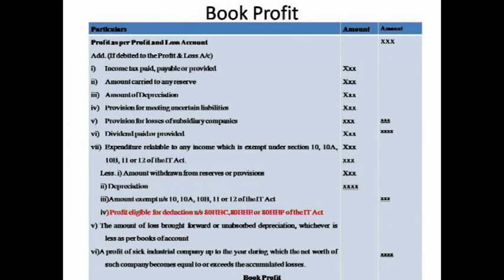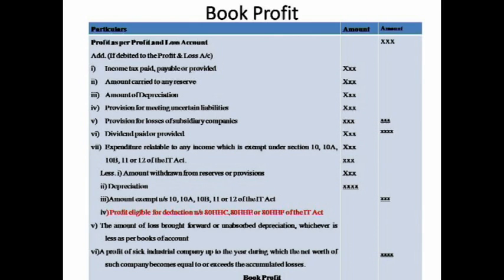Now, the question is, what is book profit? In section 115JA, for the first time the concept of book profit was introduced. Now, we are using the concept of book profit. What is book profit? We have the profit and loss account, which is computed as per the Companies Act. But as per section 115JB subsection 2, we have to calculate the book profit.